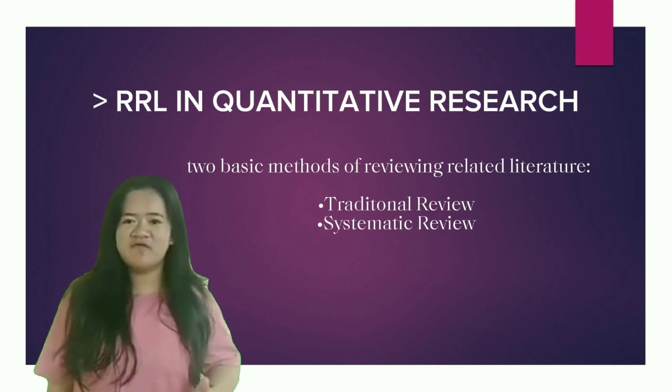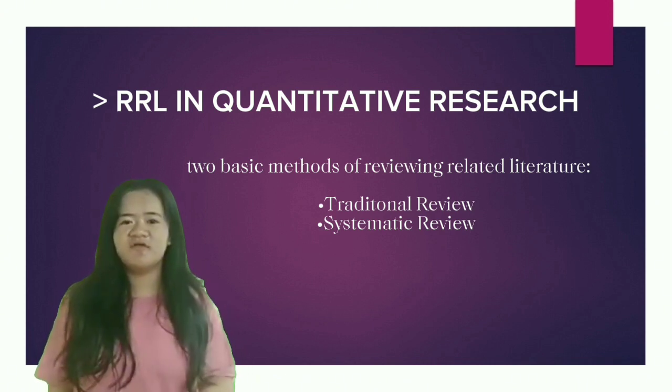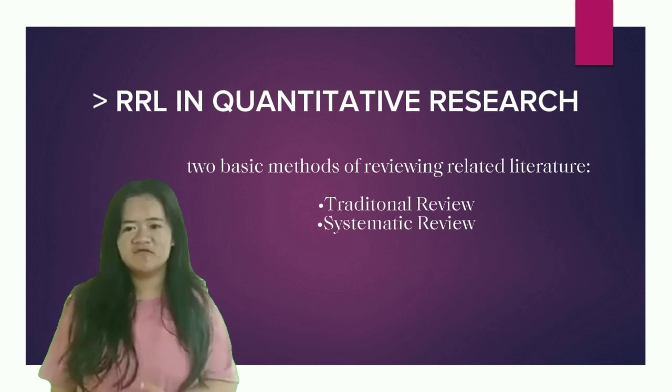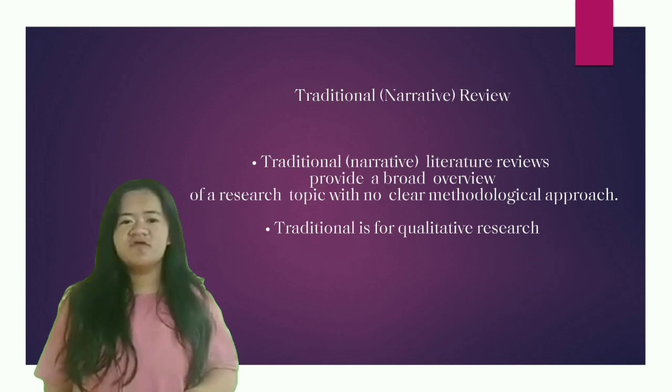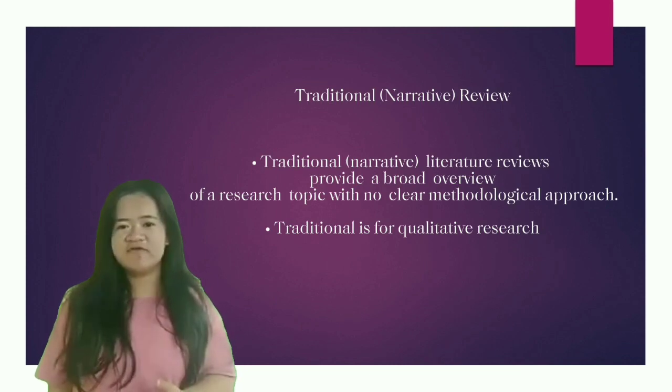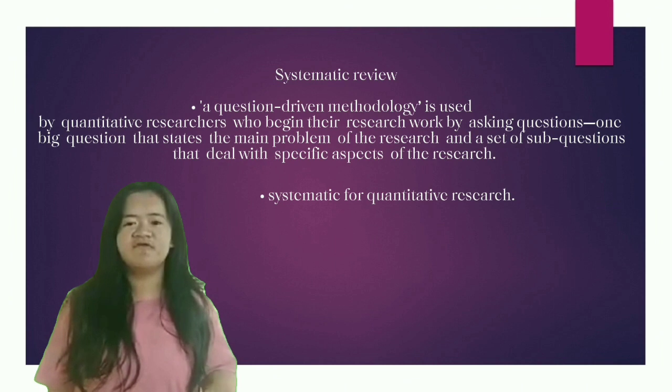So in the past lessons, you have learned that there are two basic methods of reviewing related literature, which are the traditional and systematic review. Traditional is for qualitative research and systematic is for quantitative research.